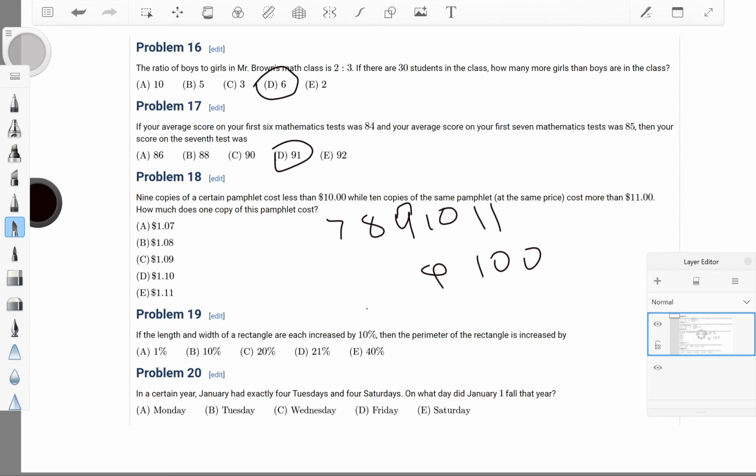So 10x is bigger than 100. Right? So we divide by 10. x has to be bigger than 10. So we eliminate 7, 8, 9, and 10. So our answer is 11. Therefore, it is E. Quite a simple one.